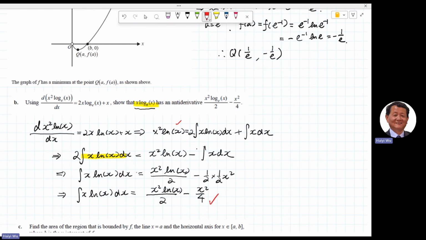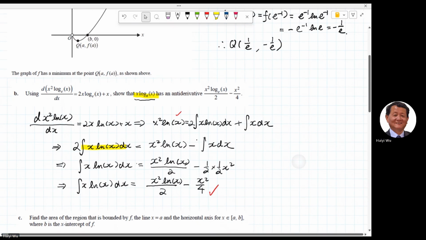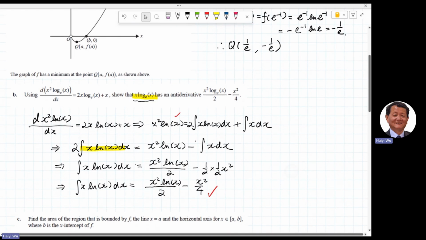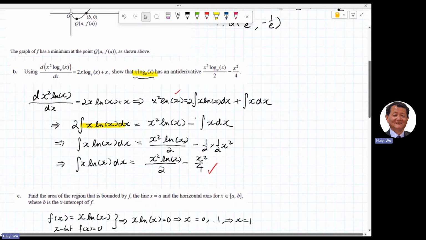So we have a new technique to find the integration without using integration by parts. We're using the derivative. So that's a very good method to solve the antiderivative of x times log x.